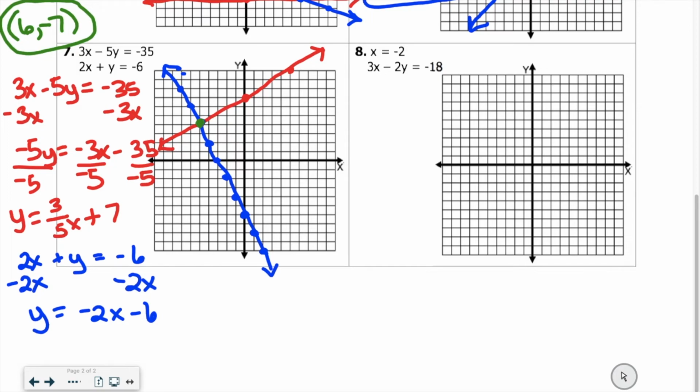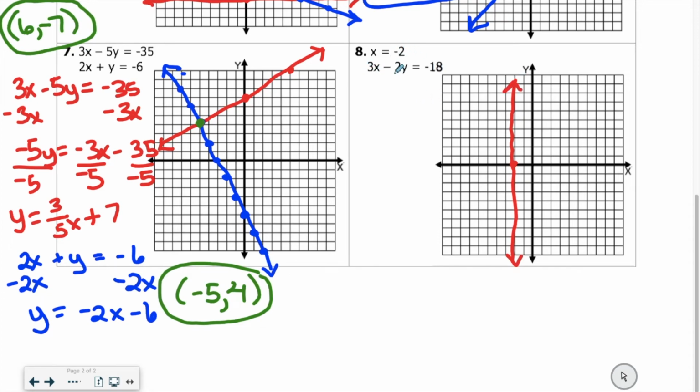Okay, so here's our solution. So we're going over -1, -2, -3, -4, -5. And then we go up, +1, +2, +3, +4. So there's our solution. Okay, I'm entertaining myself. So this one is x equals -2. So when we get to -2, every single point is going to be x is -2. So that means it's a vertical line. A very crooked vertical line.